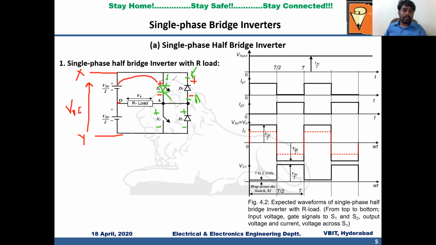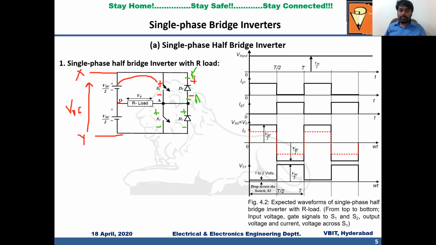Okay, so here we'll be having anode and here we'll be having cathode. So cathode is connected to negative and anode is connected to positive. So thyristor or switches, they are in forward bias condition, whereas the diode, they are in reverse bias condition when you connect the load as resistive load, right?